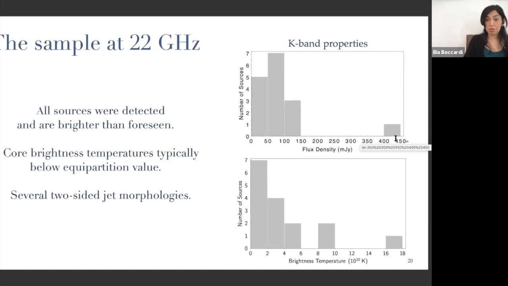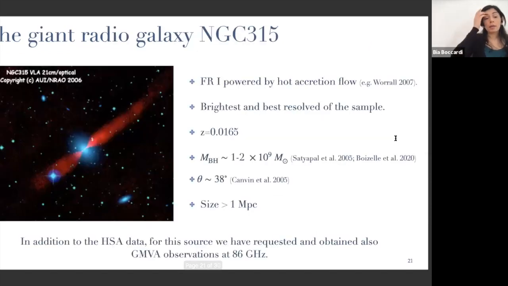for other sources. So the brightest source in our sample is the giant radio galaxy NGC 315. This is an FR1, which, like M87, is powered by a hot accretion flow. And not only is it the brightest, it is also the best resolved source in the sample. This is due to the fact that the source is quite nearby. It hosts a very massive black hole.